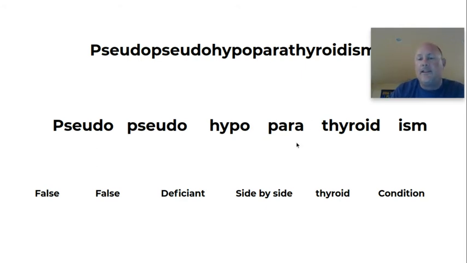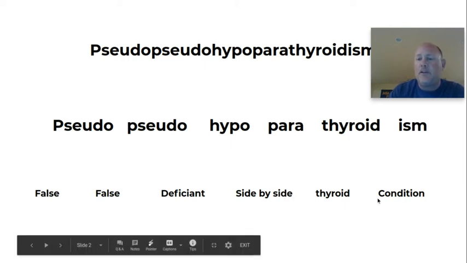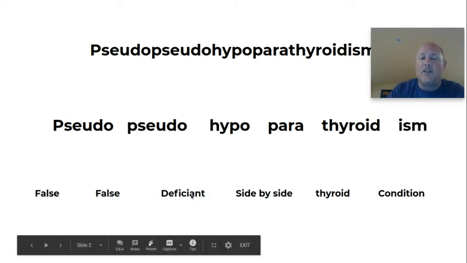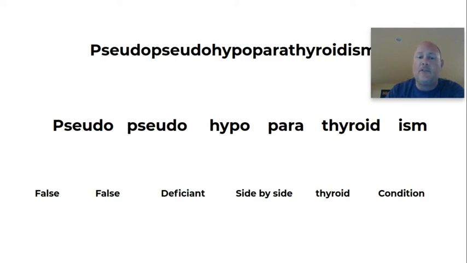Okay, so what this is, pseudo-hypoparathyroidism is a very serious disorder. It's a condition in which your thyroid is not creating enough hormones for specific functions in your body, and it leads to very terrible side effects, deformations of your face and your neck area.